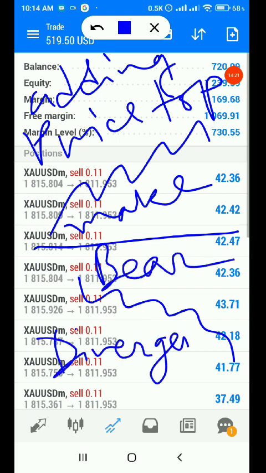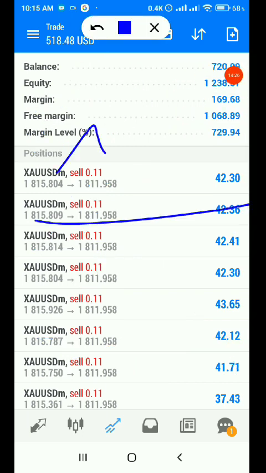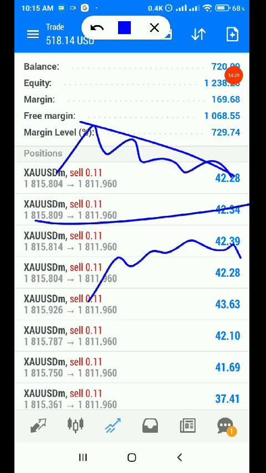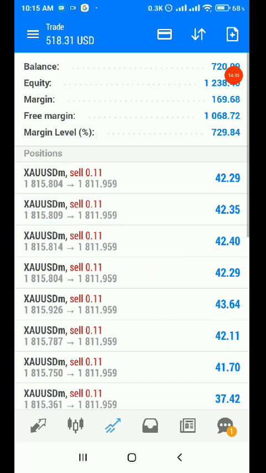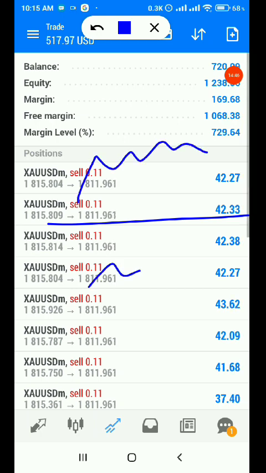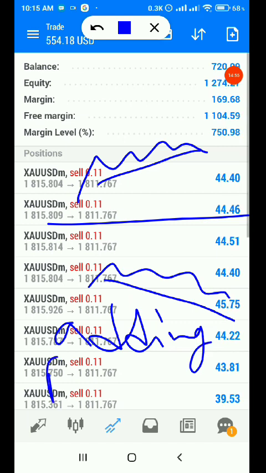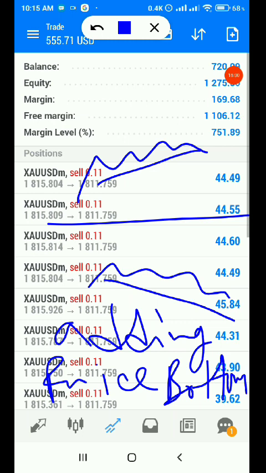So once again, take notes. Adding lines on price top makes bearish divergence. So this is a bearish divergence. And adding lines on price bottom makes bullish divergence.